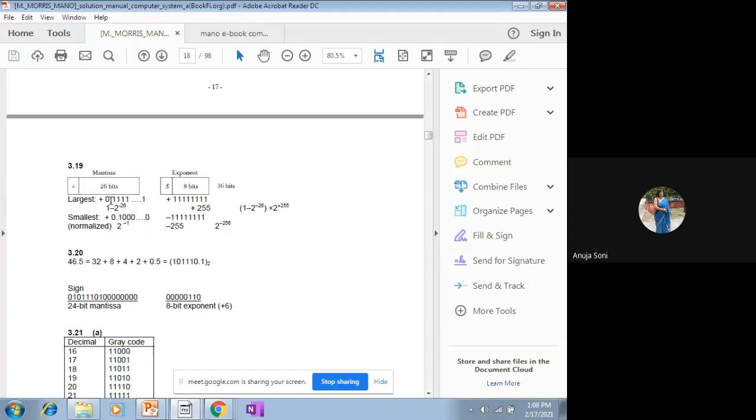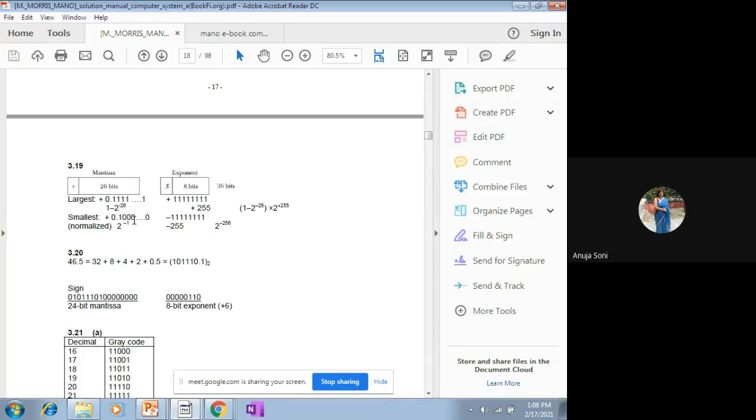Now regarding the smallest value, it is saying that the mantissa should be in normalized form. Normalized form means it is restricted that the very first bit should be 1, and all remaining values should be smallest. Smallest means when we fill all remaining bits with 0, only then will this number be smallest. Now this smallest is 0.1 followed by all 0s, and in decimal it will be 2 raised to power -1.